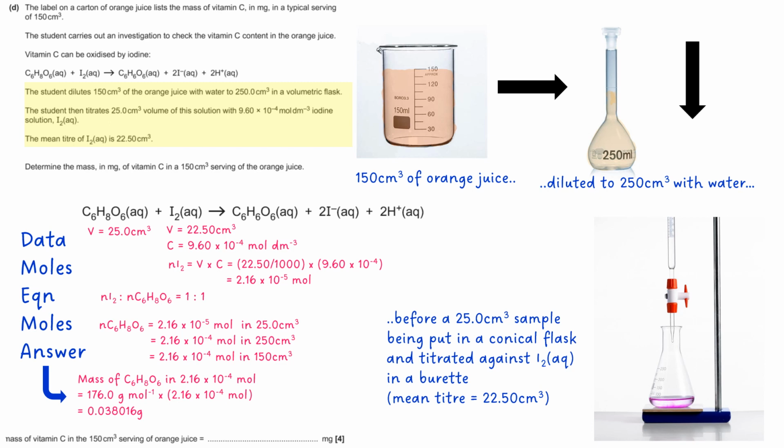0.038016 grams. And the answer line has milligrams written. It's got it here. And it also directs you to determine the mass in milligrams. So clearly what you've got to do is multiply that up by 1,000 to get 38.0.